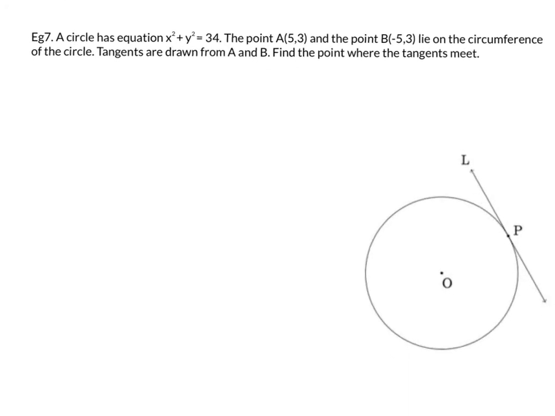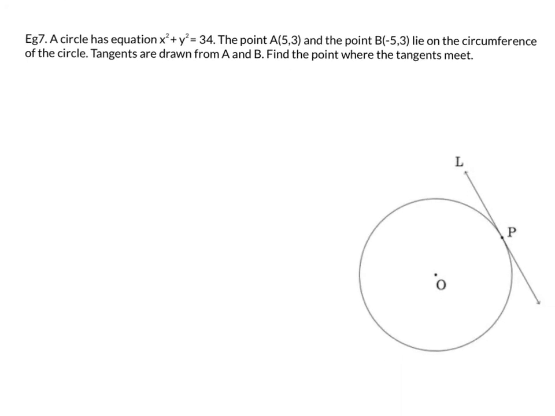Example 7. A circle has equation x squared plus y squared equals 34. The point A, 5, 3, and the point B, minus 5, 3, lie on the circumference of the circle. Tangents are drawn from A and B. Find the point where the tangents meet.